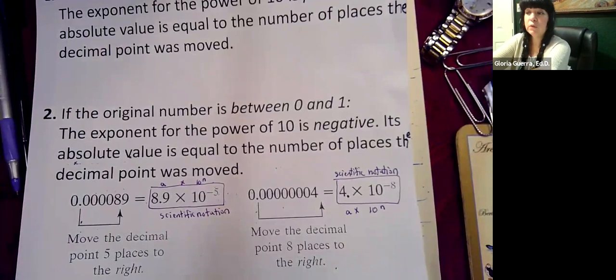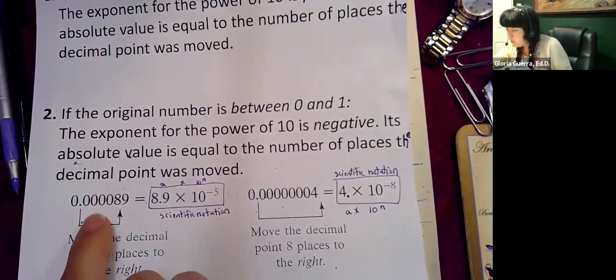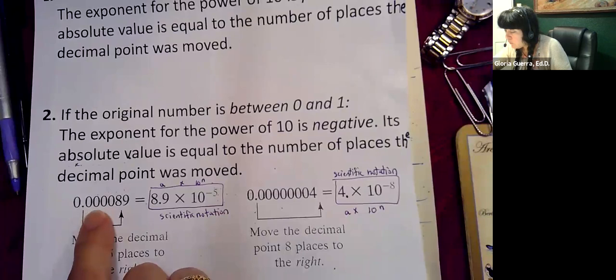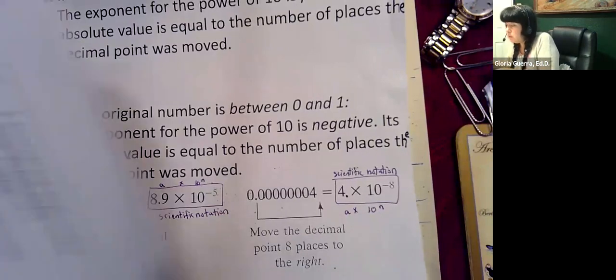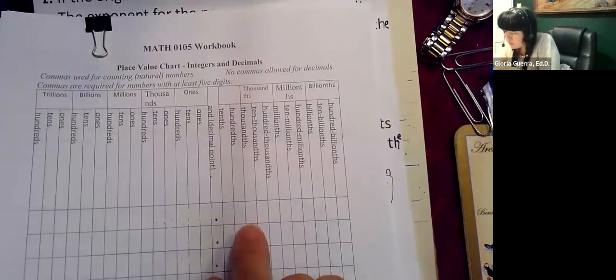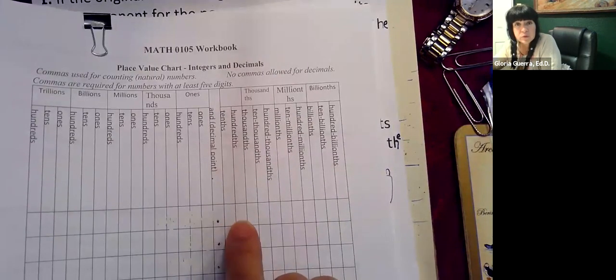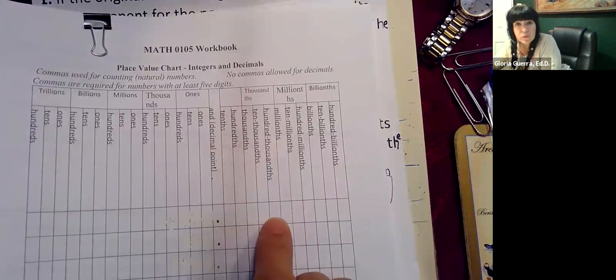Look for my place value. Yeah, let me show you this. So I have a place value chart here. You see I was counting 1, 2, 3, 4, 5, 6. So if I look at my place value chart, see here's the decimal. 1, 2, 3, 4, 5, 6.